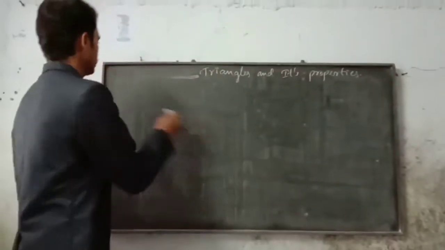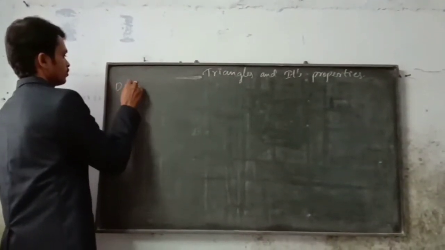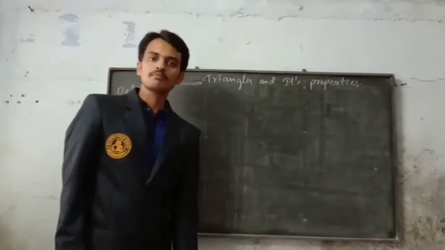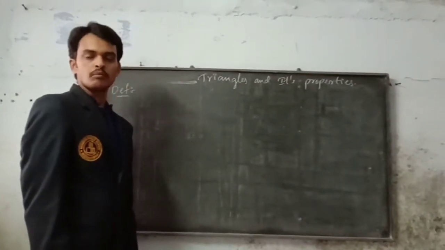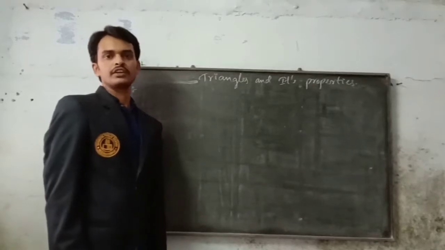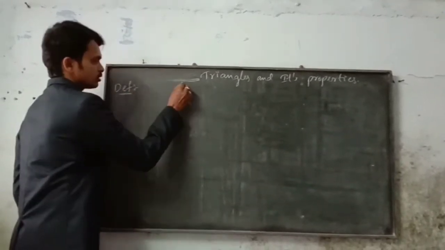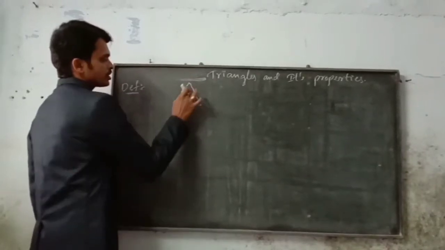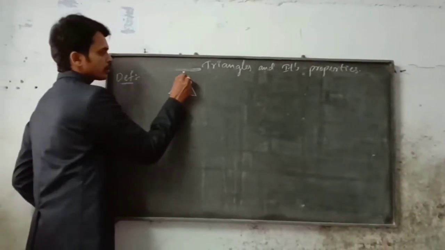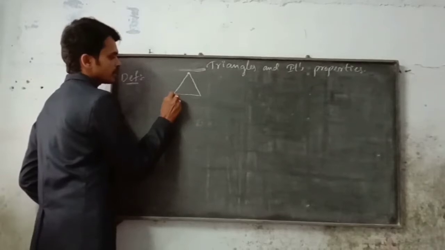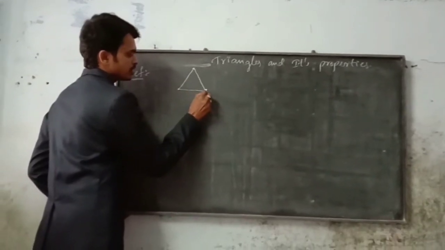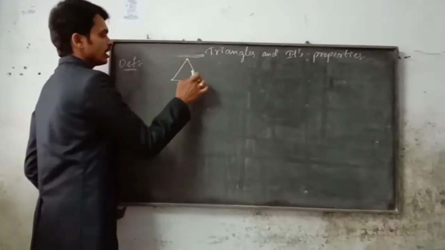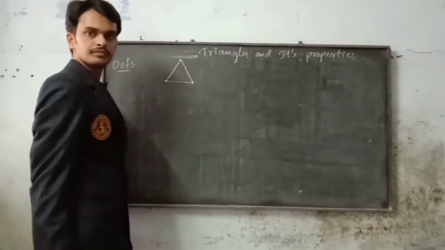First, the definition of a triangle. A simple closed figure bounded by three line segments is called a triangle. This is one line segment, and this is one line segment, and this is one line segment. Three line segments form a triangle.